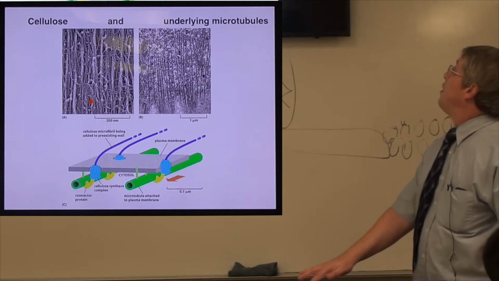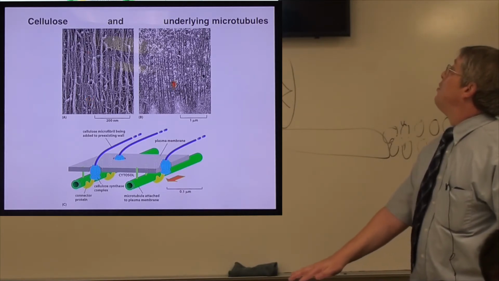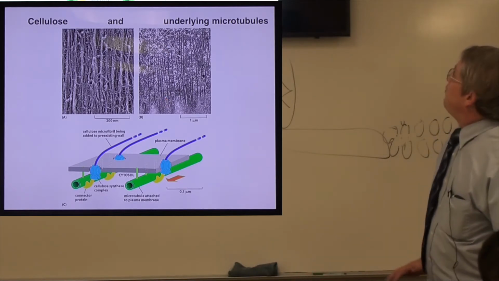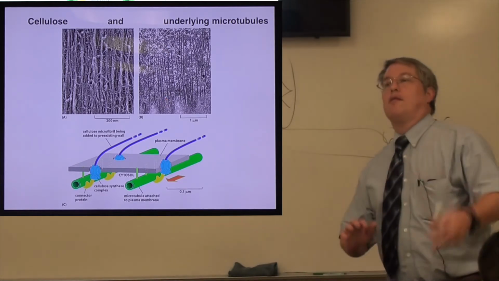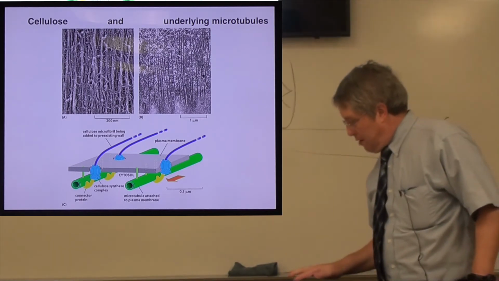So here's the picture on the top. That's the cellulose on the outside, and then right underneath there's the microtubules, the same pattern, the same direction. So that's an ingenious way to do it. You're just sort of creating it as you go, as the enzyme moves down the tracks.